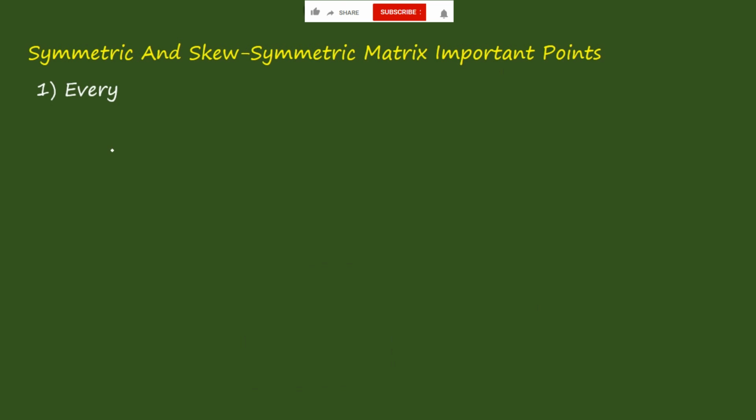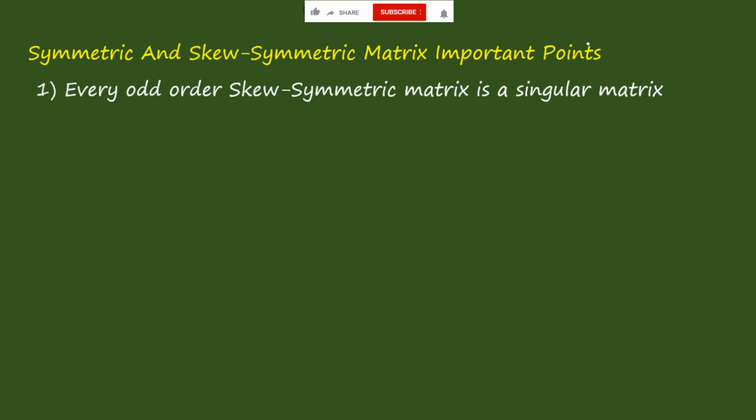The first one is every odd order skew symmetric matrix is a singular matrix. What is a singular matrix? It is when the determinant of a matrix A is equal to 0. In the case of an odd order skew symmetric matrix, like a 3 cross 3 or 5 cross 5 matrix, we will be getting a singular matrix. Come to the second one.